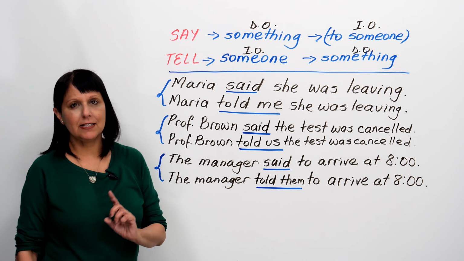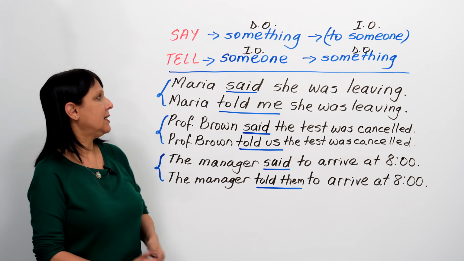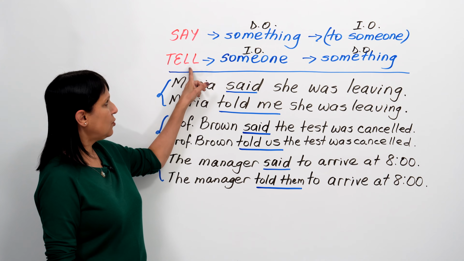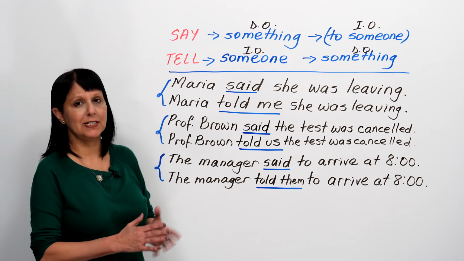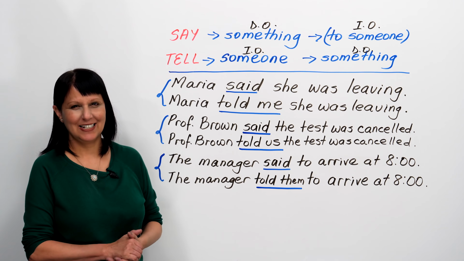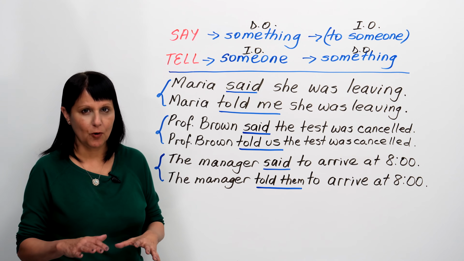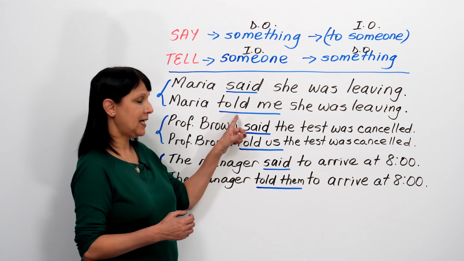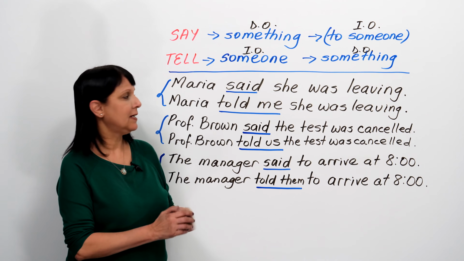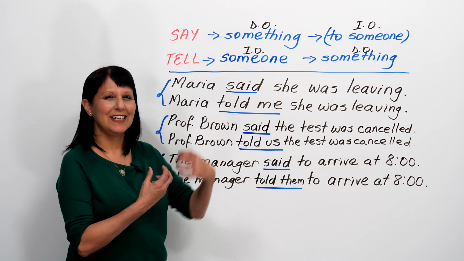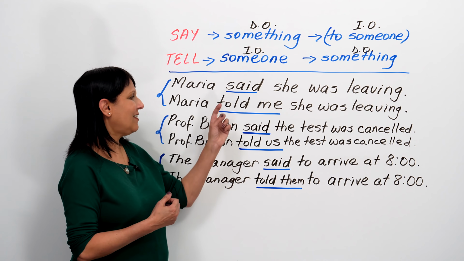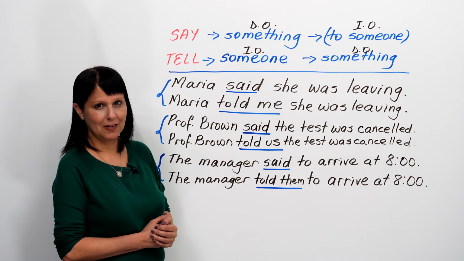So the mistake that's most often made is that students say told something. So they might say something like Maria told she was leaving. That's the mistake. And that's the mistake you want to avoid. If you use the word tell or told in the past, then you have to say who, told who, okay? And then what? Not like this one, all right?